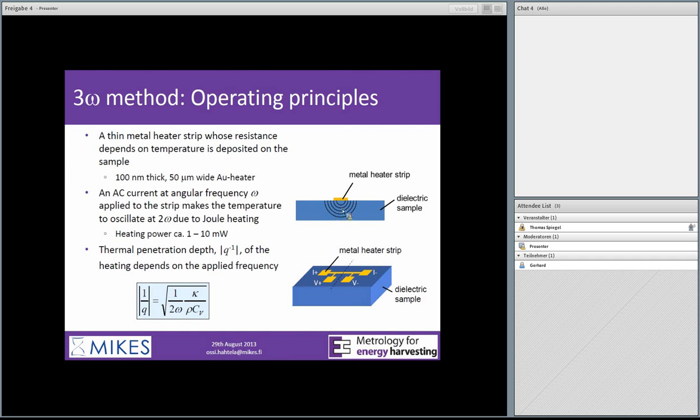This figure shows the cross-section of the sample plus the metal heater strip. The heat induced by the heater strip diffuses into the sample material, and the thermal penetration depth, so how deep the thermal waves penetrate into the sample, depends on the applied frequency. So at low frequency, the heat has long enough time to penetrate deeply into the sample, and at high frequencies, the thermal penetration depth is much smaller.